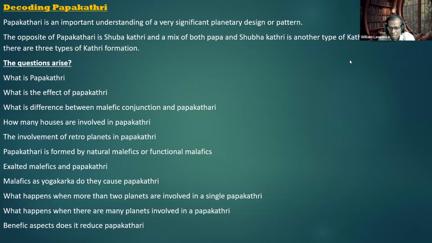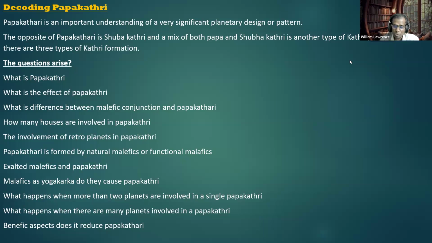The effect of Papakatri, we know, is supposed to be very restraining. It does not allow the particular planet to function. But there are different types of Papakatri. Does the Papakatri involve only natural malefics, or can it also involve functional malefics? Now, how many houses are involved? This is a very important question. In fact, the main part of the course is how many houses are involved in Papakatri. Is it only one house, two houses, three, four? It is very, very important.